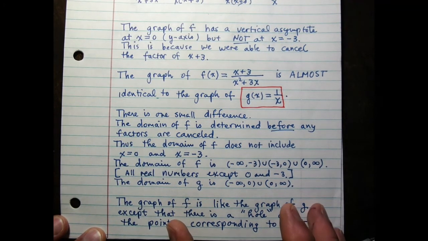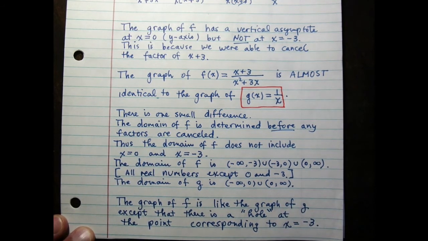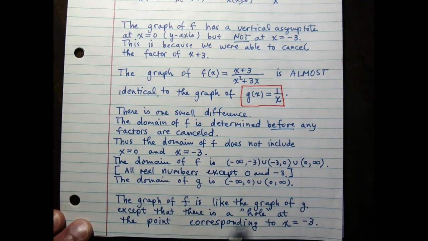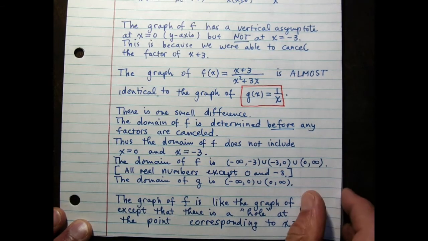g is defined at negative 3. f is not defined at negative 3 because we have to base the domain on the original expression, not the reduced expression. The graph of f is like the graph of g, except that there is a hole at the point corresponding to x equals negative 3.